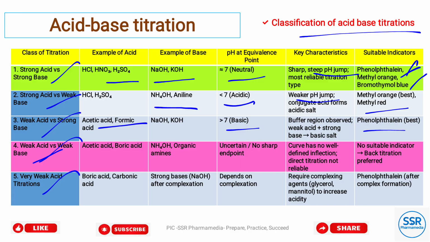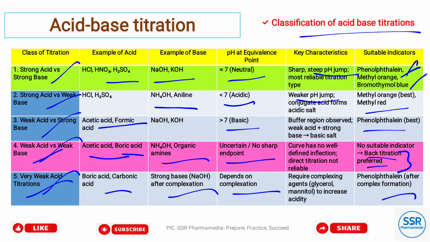In weak acid versus weak base, acetic acid and boric acid are examples of weak acids, and ammonium hydroxide is a weak base. Here there is no sharp endpoint and no suitable single indicator. For this, mixed types of indicators may be used, or otherwise this type of titration is referred to as back titration. And very weak acid titrations: weak acids such as boric acid and carbonic acid with a strong base, sodium hydroxide. Depending upon complexation, the endpoint may occur. The indicator is phenolphthalein.